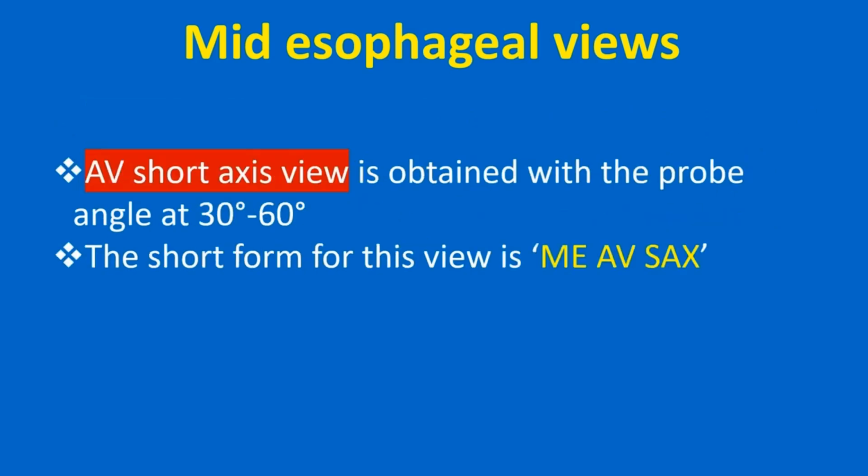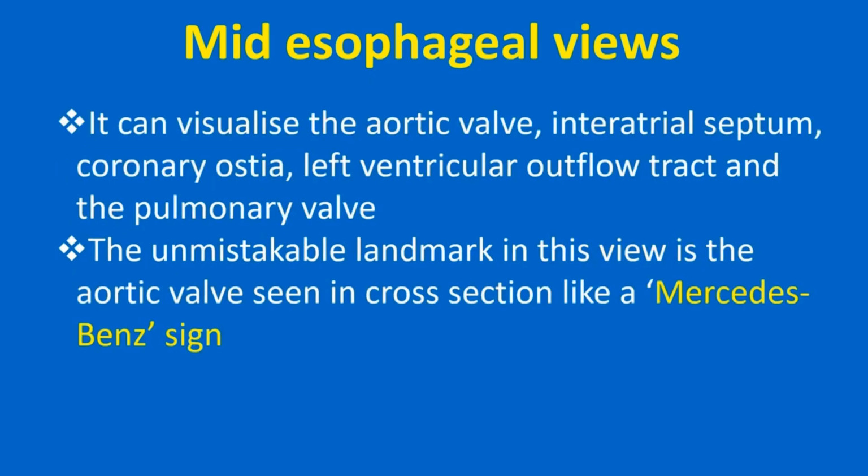AV short axis view is obtained with the probe angle at 30 to 60 degrees. The short form for this view is ME AV-SAX. It can visualize the aortic valve, interatrial septum, coronary ostia, left ventricular outflow tract and the pulmonary valve. The unmistakable landmark in this view is the aortic valve seen in cross-section like a Mercedes-Benz sign.